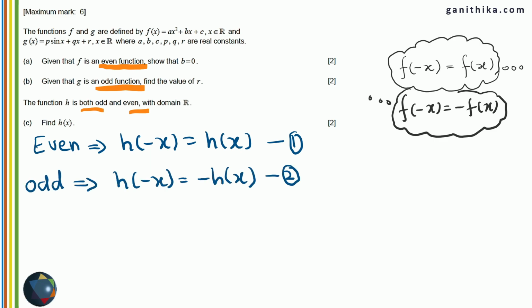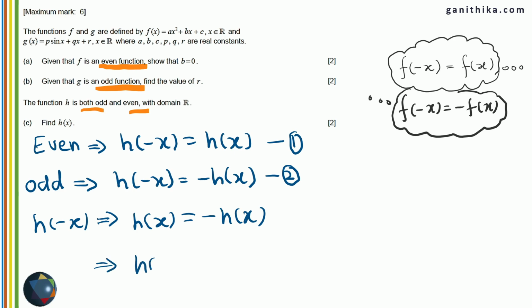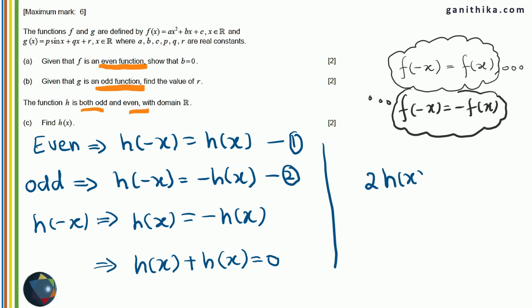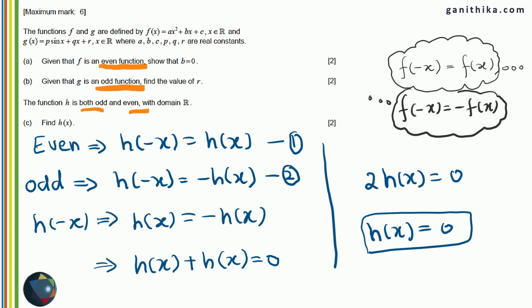If it is odd, h of minus x is equal to minus h of x. Equating them both together, h of minus x gives you h of x is equal to minus h of x. The right side of both the equations are equal because both of them are equal to h of minus x. Taking them together, h of x plus h of x is equal to 0, which means twice h of x is equal to 0. And ultimately, this gives me that the function h of x is equal to 0.